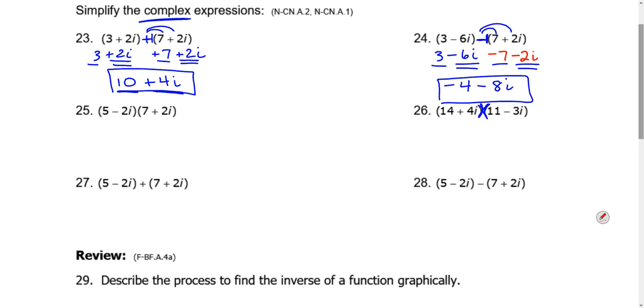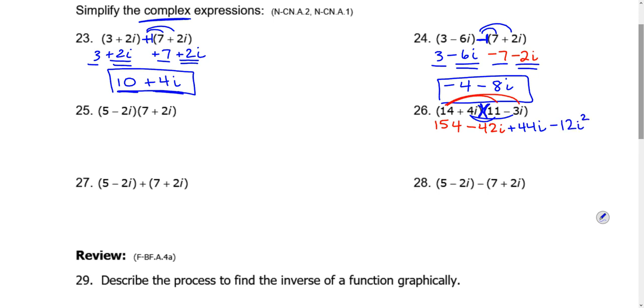And on this type, it's a FOIL question. So you're going to end up doing 14 times 11 first. 14 times 11 ends up giving you 154. So this is positive 154. And you do 14 times negative 3i. 14 times negative 3 is negative 42 with an i attached to it. And then you distribute the positive 4i. So positive 4i times 11 is positive 44i. And then positive 4i times negative 3i is negative 12i squared.